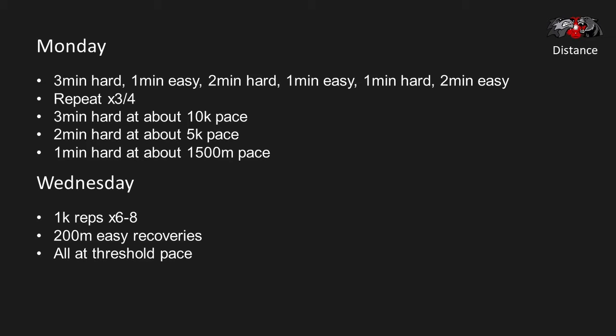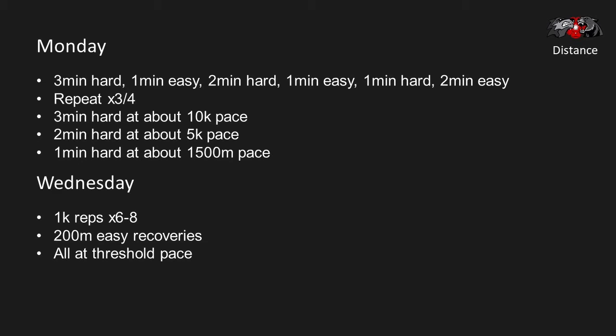So the pace of these, the 3 minute effort should be somewhere around about 10k pace, then the 2 minute effort speeding up to somewhere between 5k and 3k pace, and then the last 1 minute effort close to 1500 meter pace. And I recommend you do either 3 or 4 of these reps.